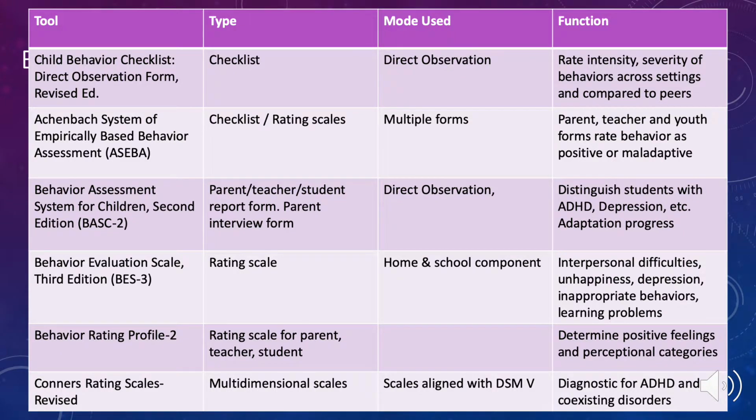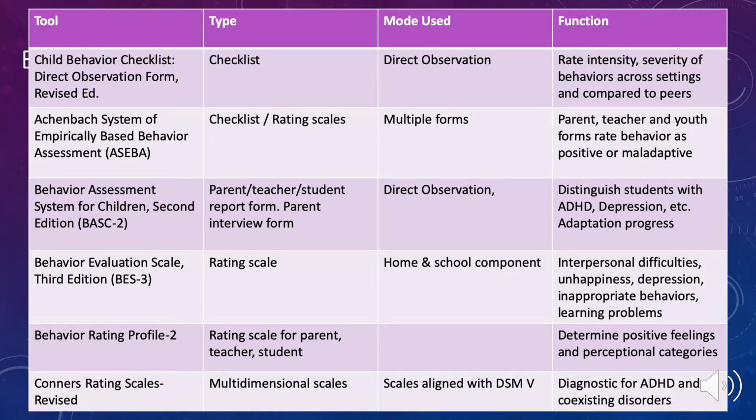Here's a list of several different tools that are used for behavioral assessment. They include checklists and rating scales, parent-teacher report forms and interviews, and some examples are the Child Behavior Checklist, the Achenbach system, Behavior Assessment for Children, Behavior Evaluation Scale, Behavior Rating Profile, and the Connors Rating Scale.